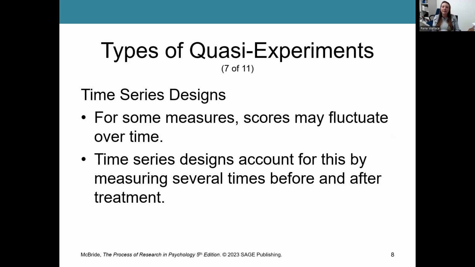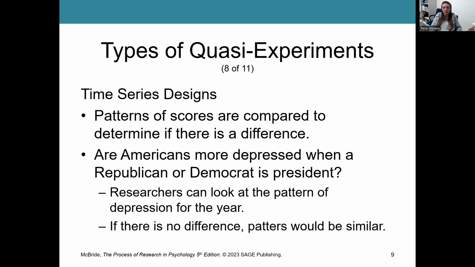Also, time series designs account for this by measuring several times before and after treatment. So if you can do it multiple times before and multiple times after, we might get a better idea of that individual's attitude or behavior. Patterns of the scores are compared to determine if there's a difference.